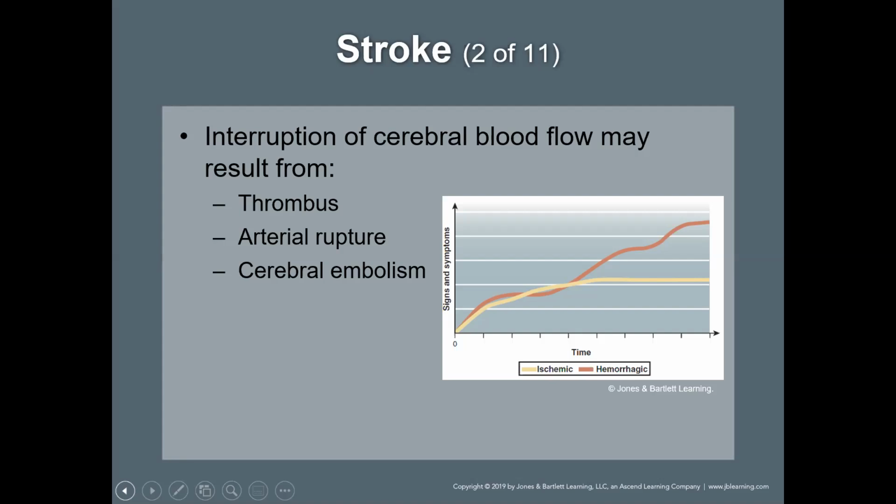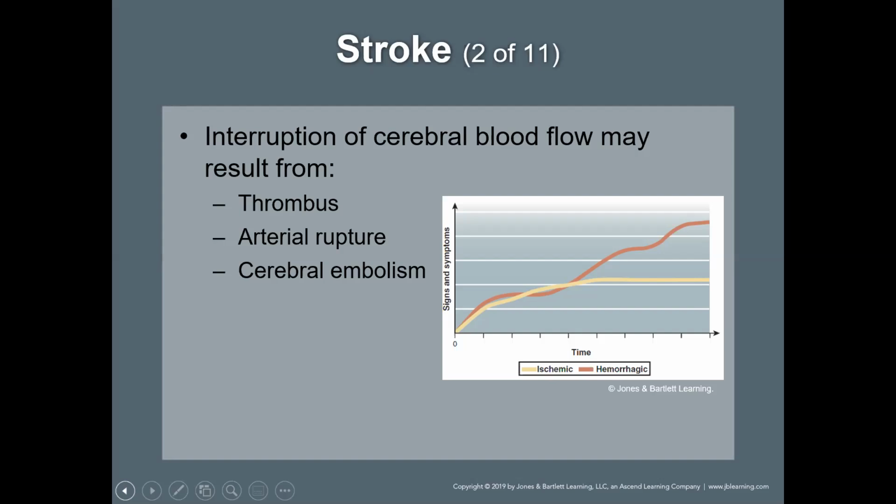Thrombus is the plaque buildup. It could rupture a little bit, just like a myocardial infarction, and cause a complete occlusion of a vessel. An arterial rupture can be a malformation or some sort of weakened area, an aneurysm that bursts or something. That can be a bleed, an arterial rupture.